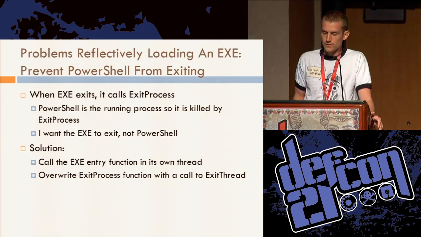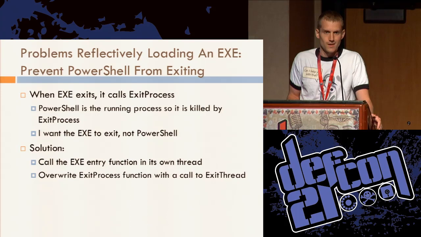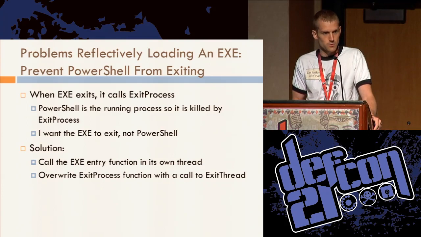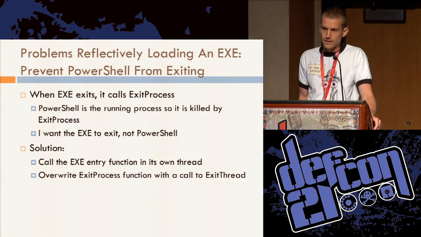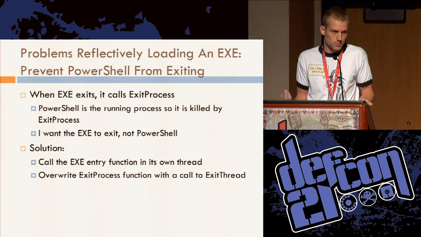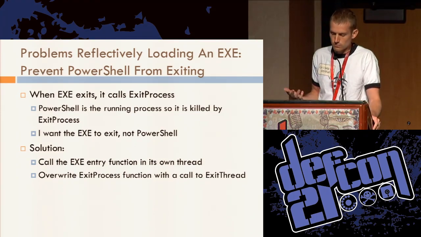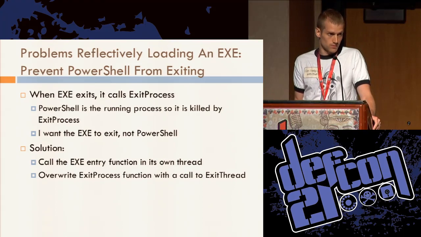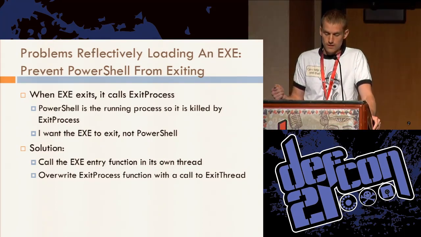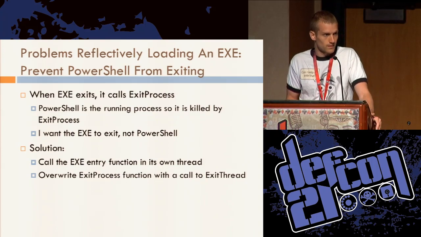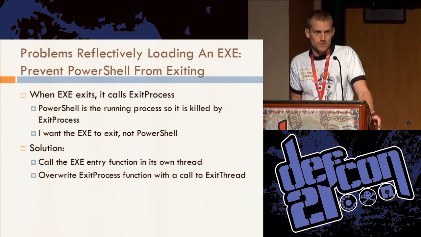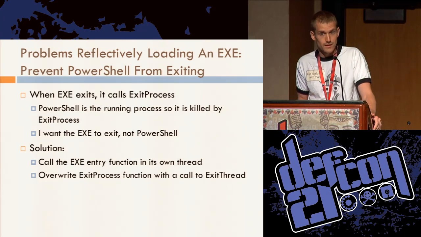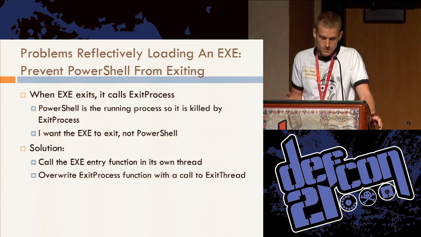So reflectively loading an EXE is a little more tricky because normally when an EXE is loaded, it's loaded using create process and a new process is created specifically for that EXE. But what we're doing is loading an EXE inside of a process that already exists, with PowerShell.exe running inside of it. As an example, normally when an EXE exits, so the EXE that you reflectively loaded runs and quits, it's going to call exit process because it thinks everything is done. But the problem is that that's actually going to kill the PowerShell process because that's the process that's actually running. And that's not ideal because you probably wanted to see the output from the EXE that you just ran, and if PowerShell just dies you can't.